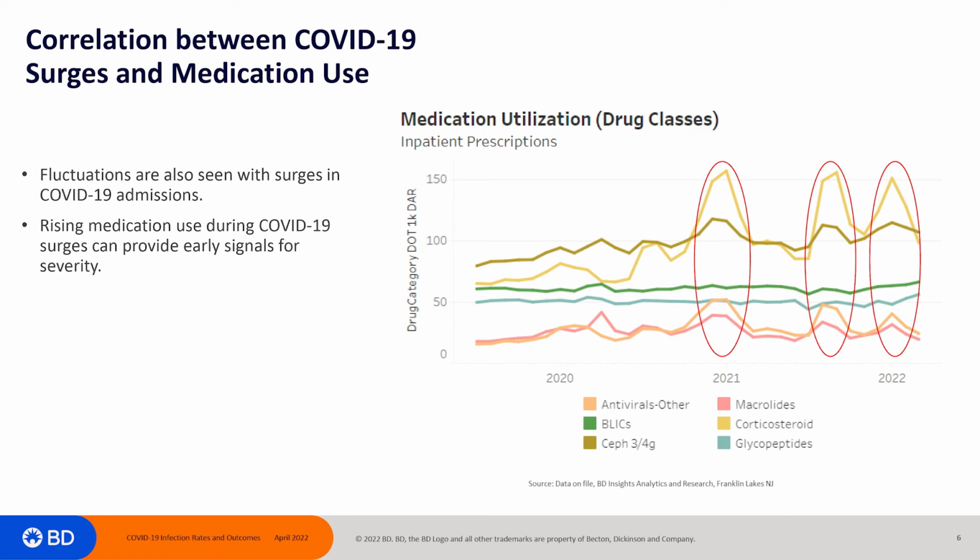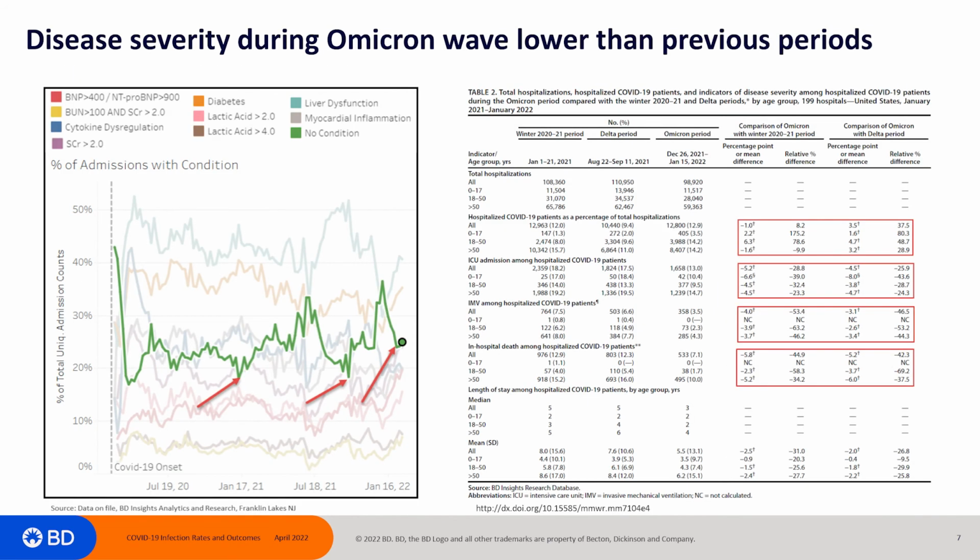More recently, as we've seen the number of admissions for COVID-19 decrease, we're actually seeing much less corticosteroid use in the more recent time period. Other signals that we're able to pick up using near real-time data, especially looking at laboratory signals, is evaluation of disease severity. Now, this is something that we were evaluating during the recent Omicron wave.